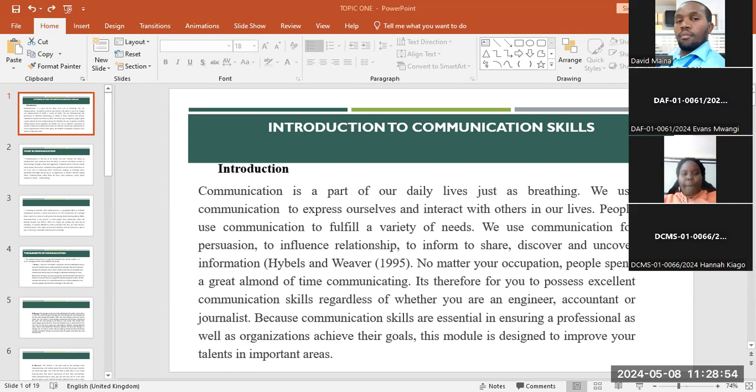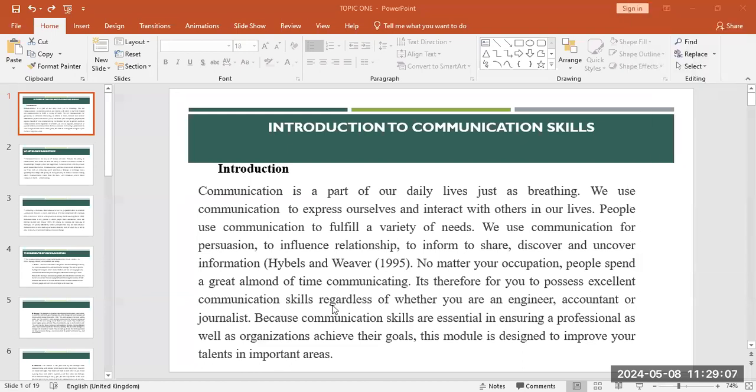So no matter your profession, no matter what you do, no matter your occupation, it doesn't matter the occupation that you do, people spend a great amount of time communicating.